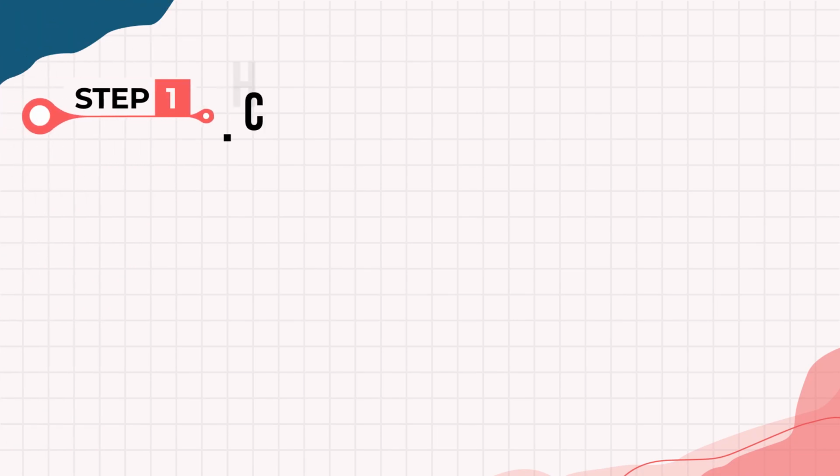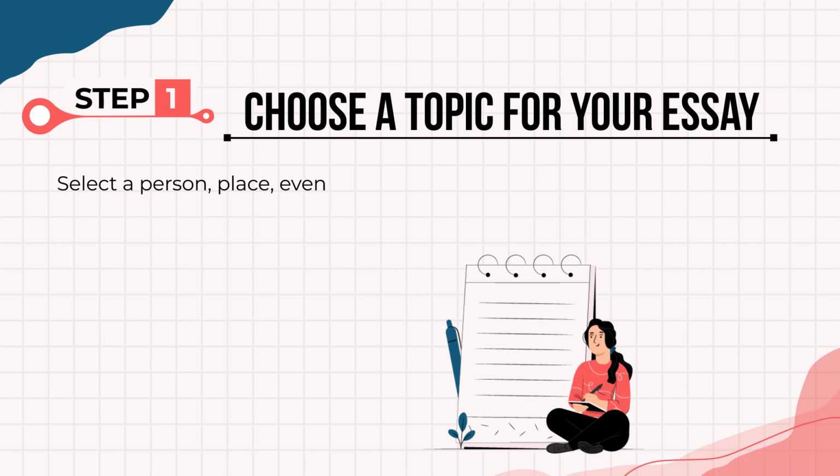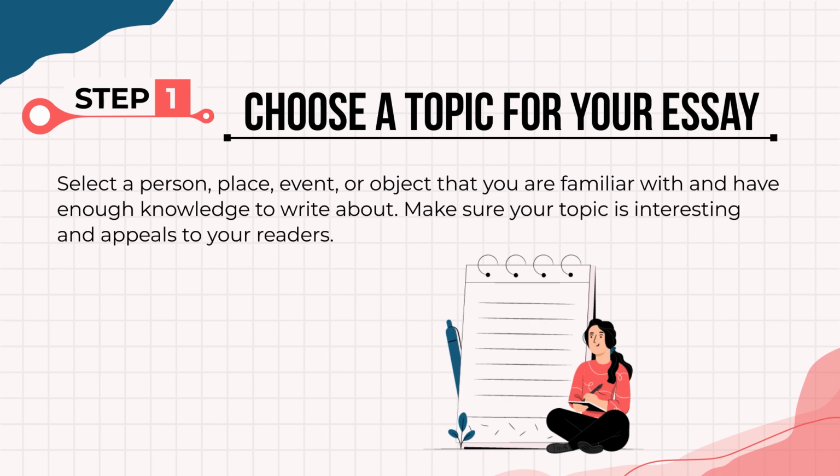The first step in writing a descriptive essay is choosing a topic. Select a person, place, event, or object that you are familiar with and have enough knowledge to write about. Make sure your topic is interesting and appeals to your readers.